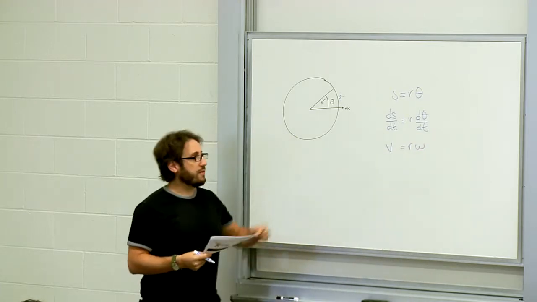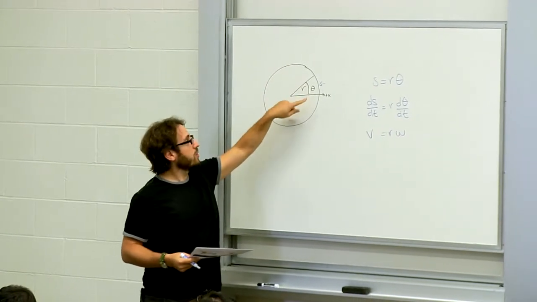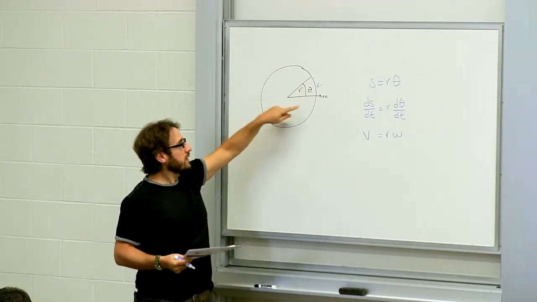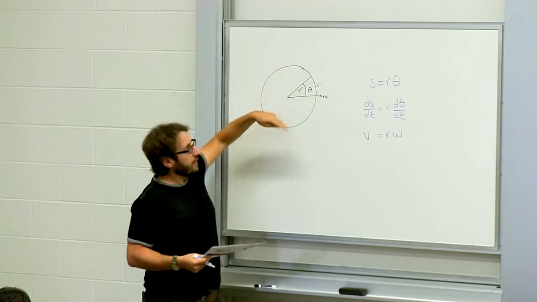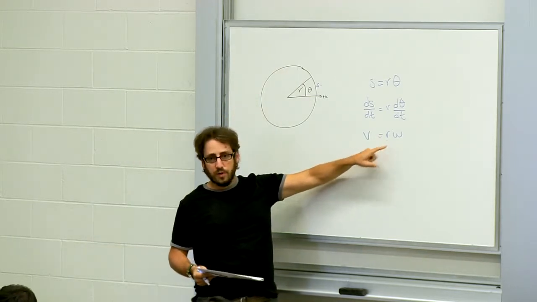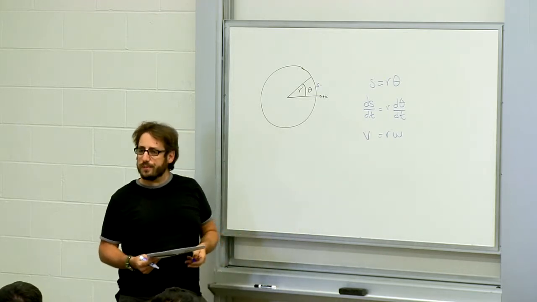And it makes sense, right? The faster your angle is changing, the more quickly you have to be moving along this circle, right? Or conversely, if you're moving along the circle really quickly, then your angle is going to be changing quickly. And the relationship between those is just r. Why is it r? Does it make sense that it goes like r?